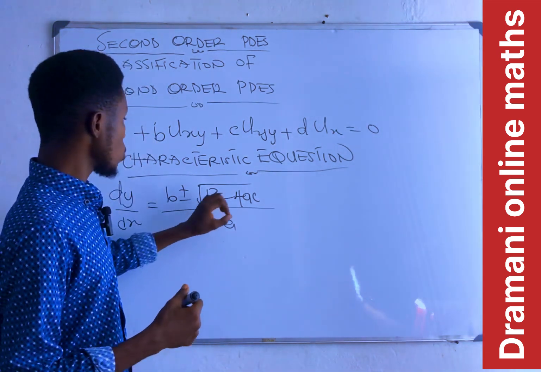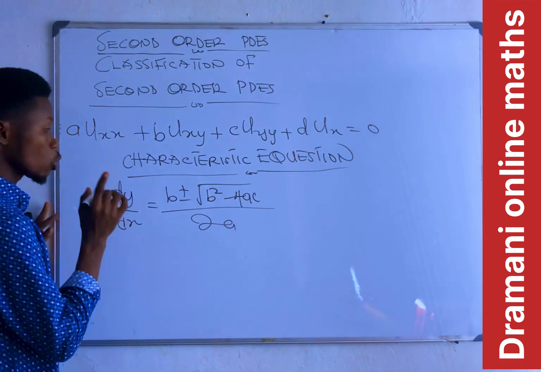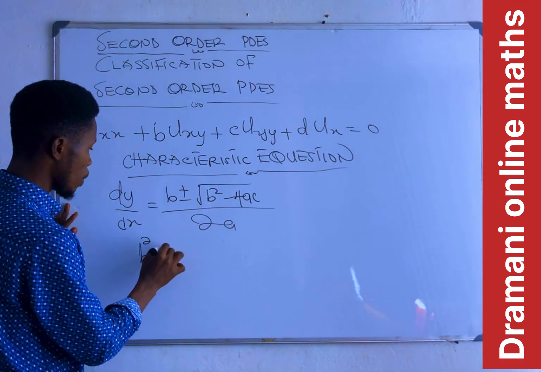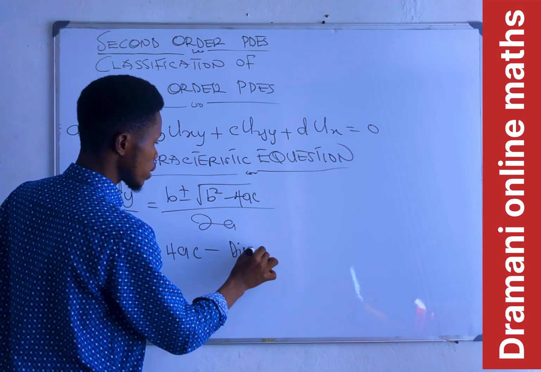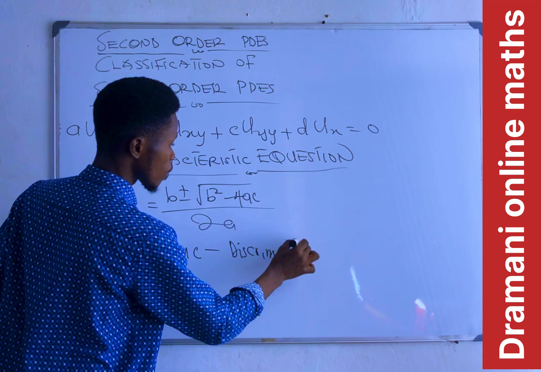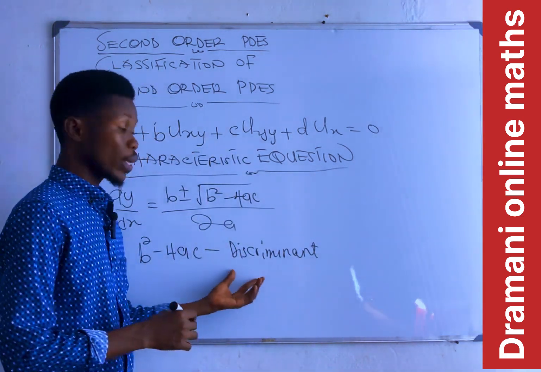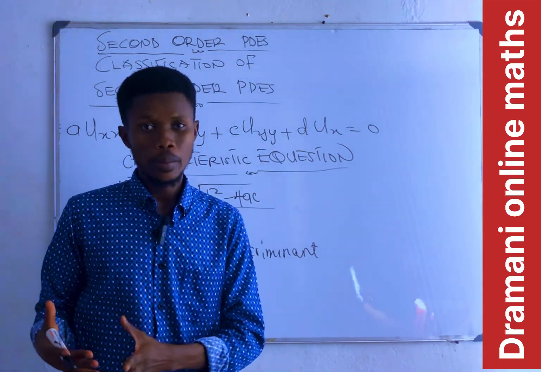For us to be able to classify this, we need something from here called the discriminant. You write the expression under the square root, which is b squared minus 4ac, and this is called the discriminant. The discriminant will help us to classify the second order PDE.